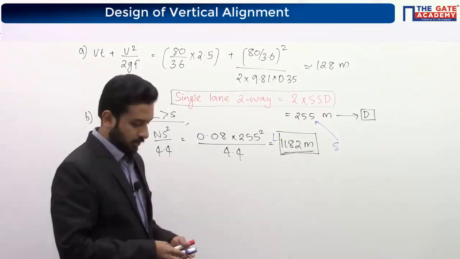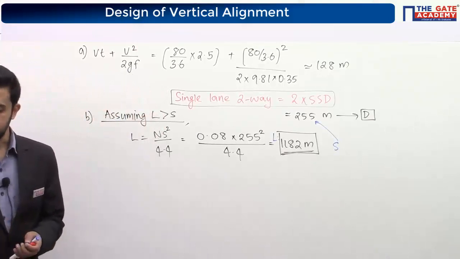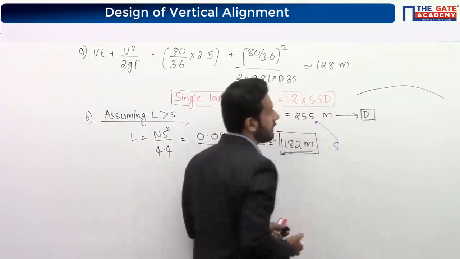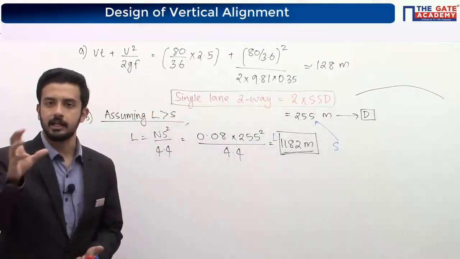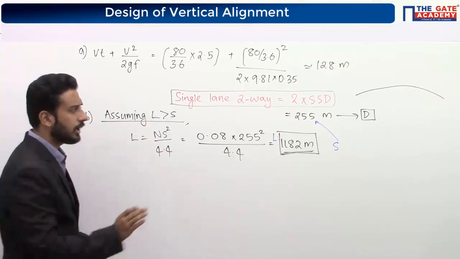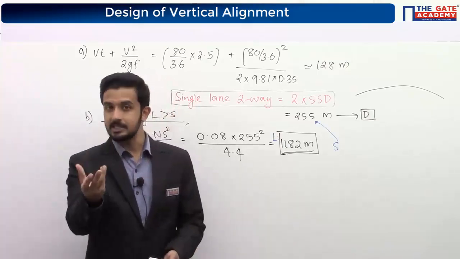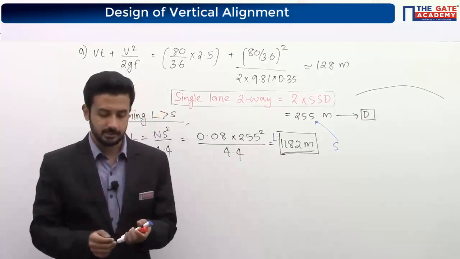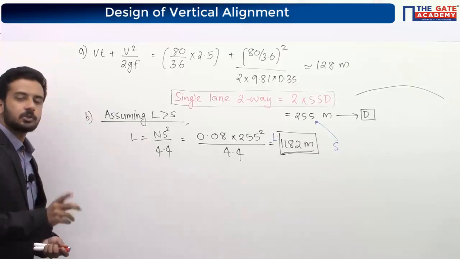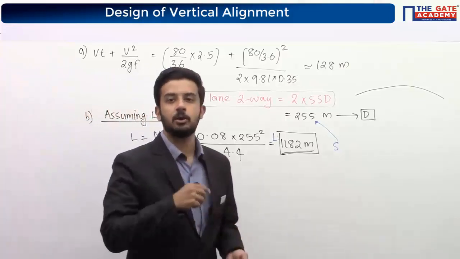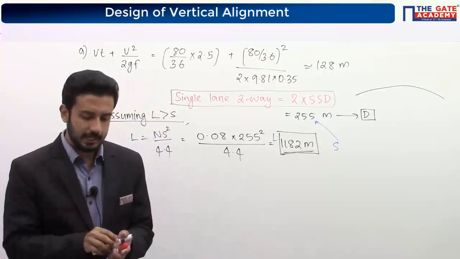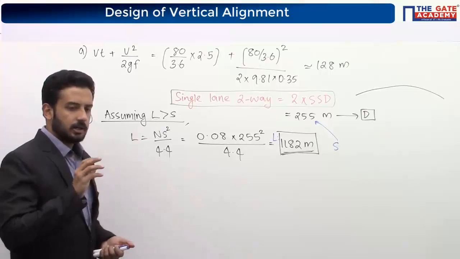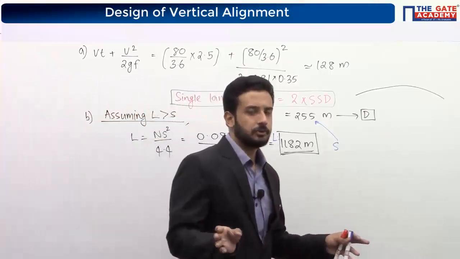See, generally I told you, if it is a gradient, we have to take the gradient also in the calculation of stopping sight distance. On upward gradient, it will be f plus n percentage by 100. If it is downward, f minus, right? But for calculating the stopping sight distance for summit curve or valley curve, we are not going to take the gradient. Why? Because there are 2 reasons actually. We are just neglecting the effect of gradient.